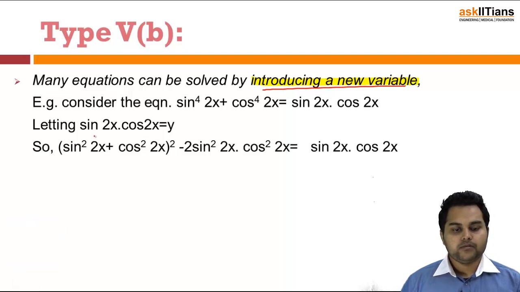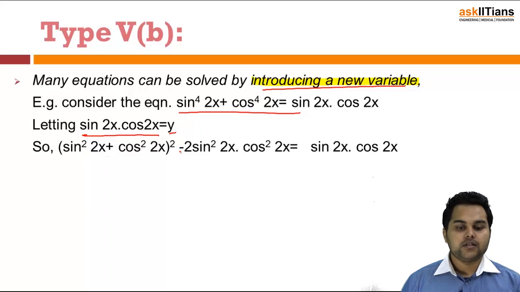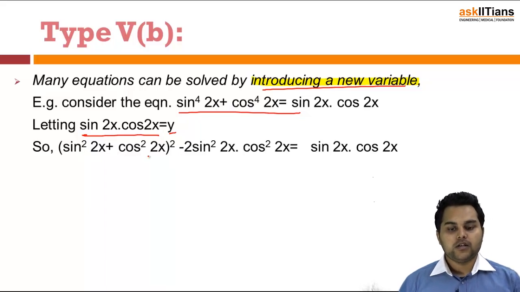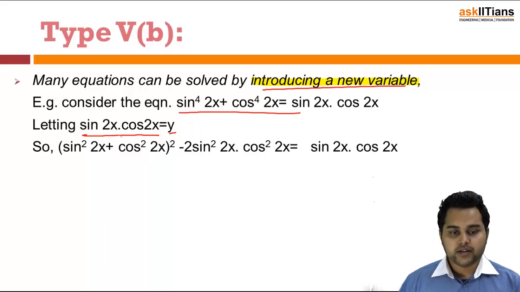I take an example: sin 4 2x plus cos 4 2x is equal to sin 2x cos 2x. I am taking sin 2x cos 2x to be y. The left hand side is rewritten as sin square 2x plus cos square 2x whole square minus 2 sin square 2x cos square 2x, is equal to sin 2x cos 2x. I have taken this as y, so this bracket would come out to be 1, minus 2y square is equal to y, on the right hand side.